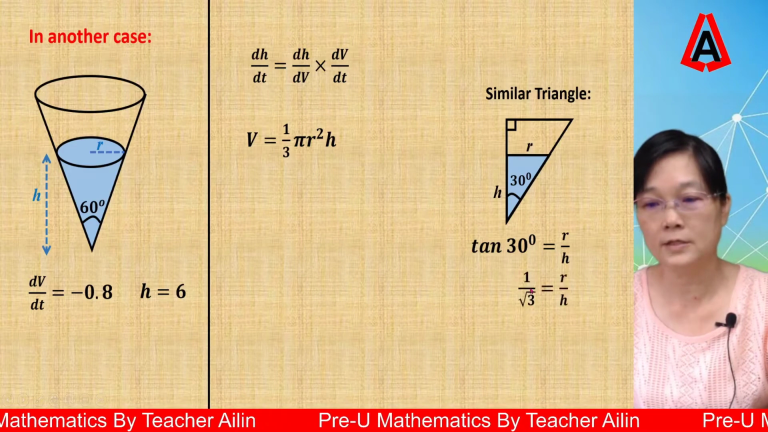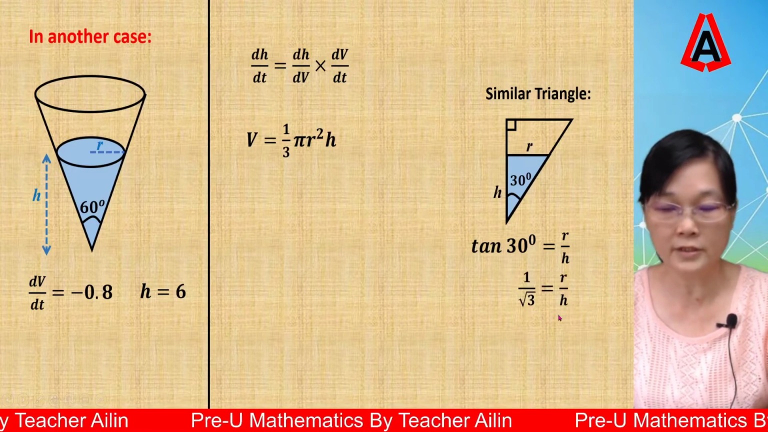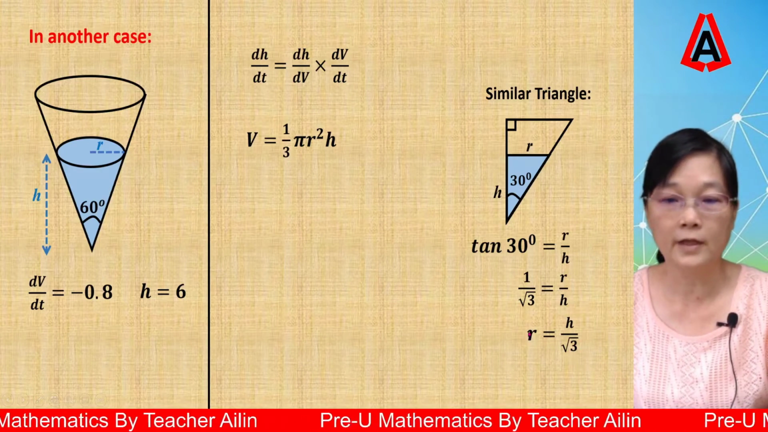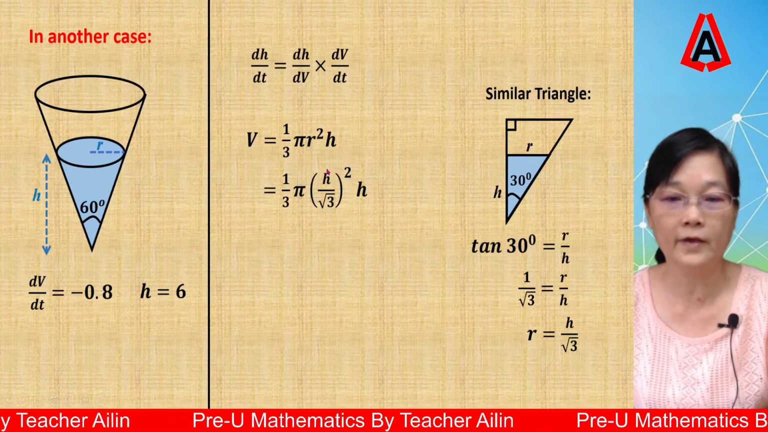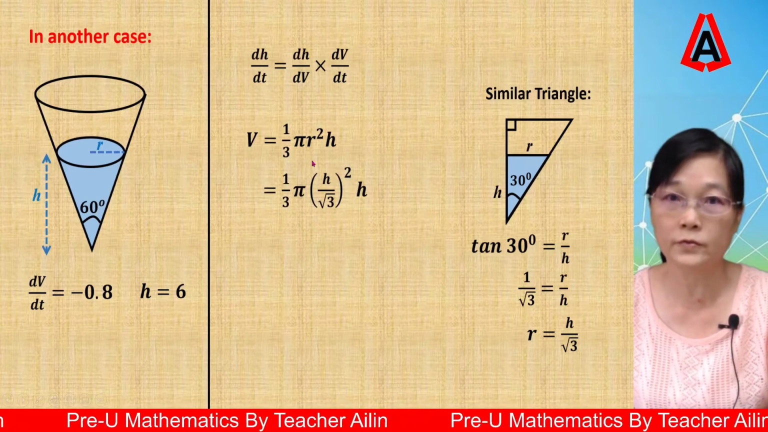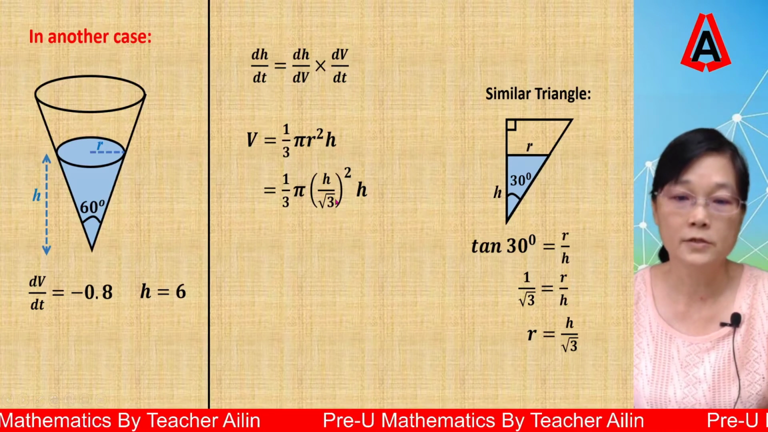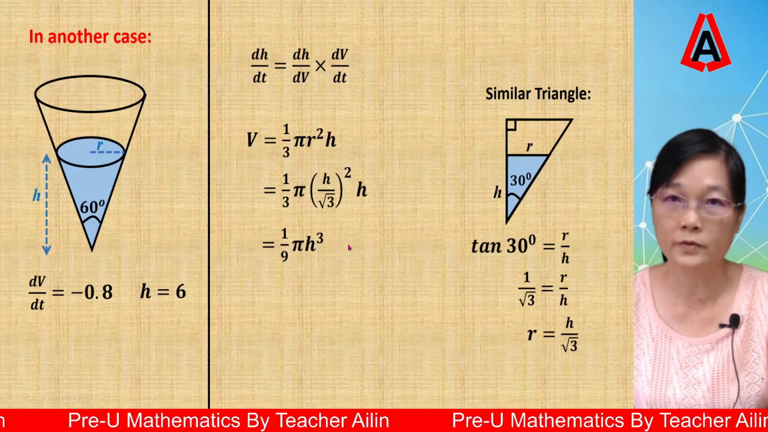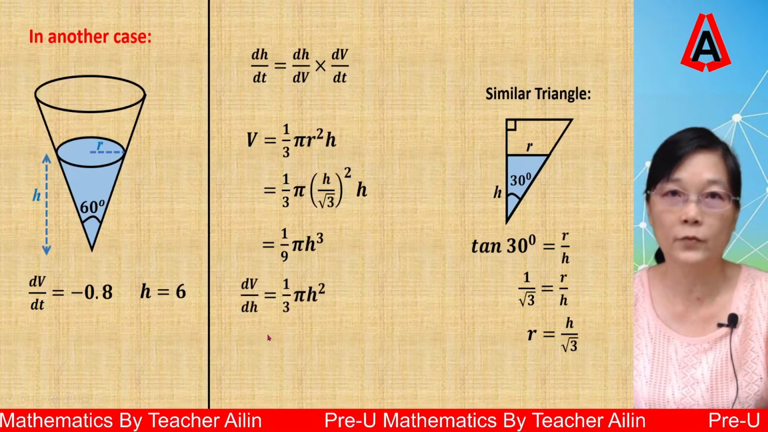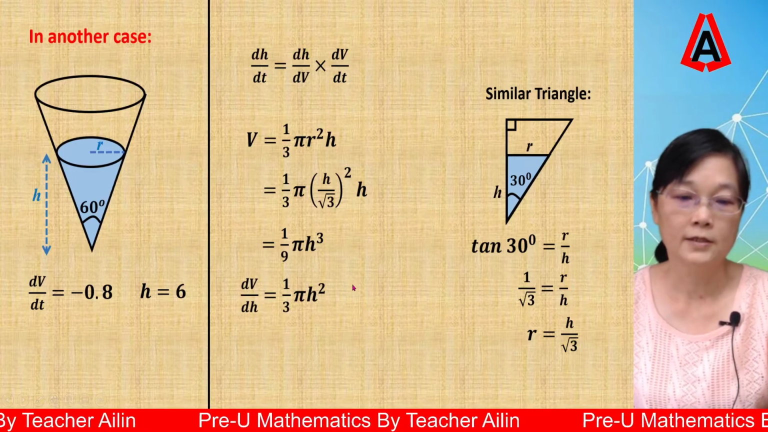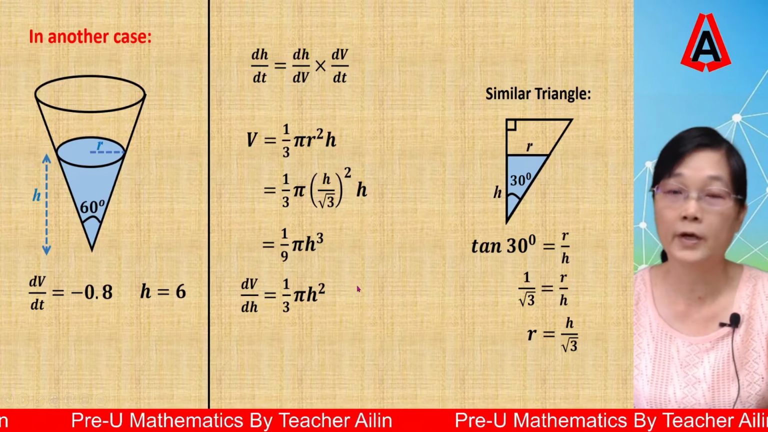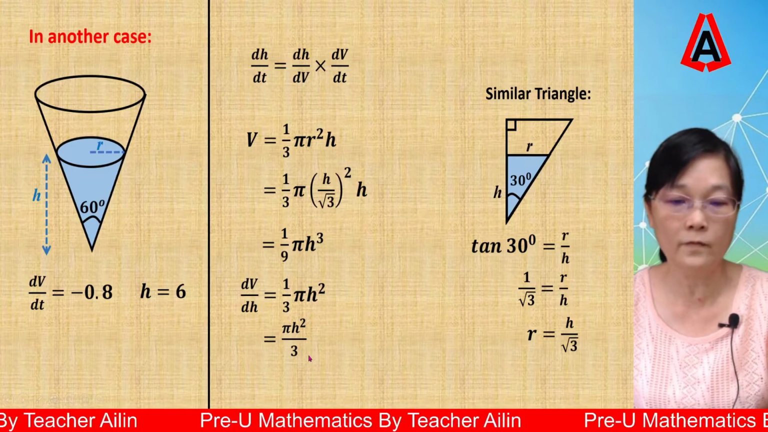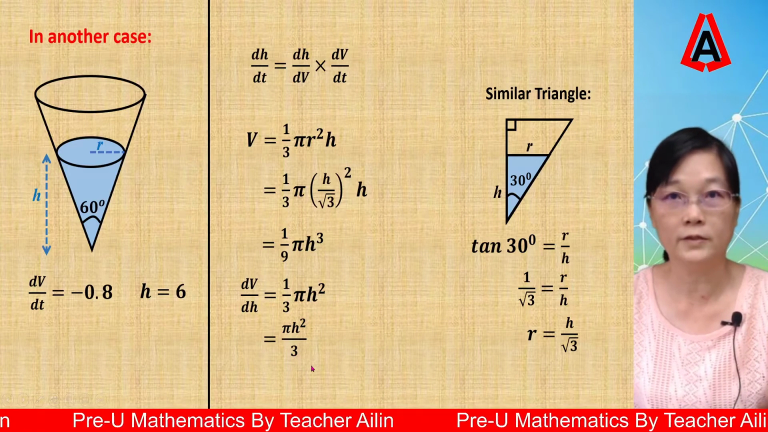Tangent 30 degrees is 1 over square root of 3. So that means r is equal to h over square root of 3. So now when we replace r with h over square root of 3 into the equation of the volume and simplify, we get V is 1 over 9 pi h power 3. And when we differentiate V with respect to h, that is equal to 1 over 3 pi h power 2. And we make it into fraction form, it is pi h power 2 over 3.